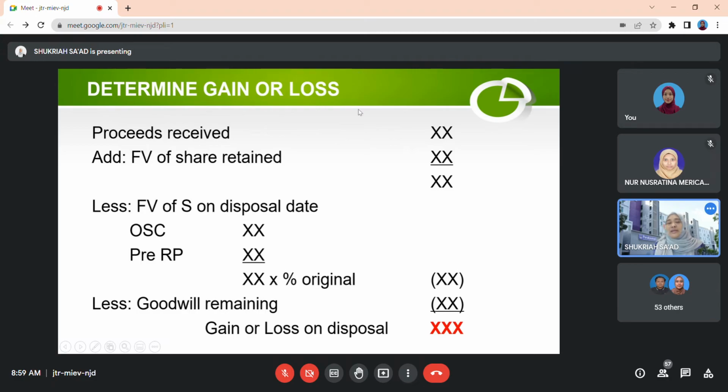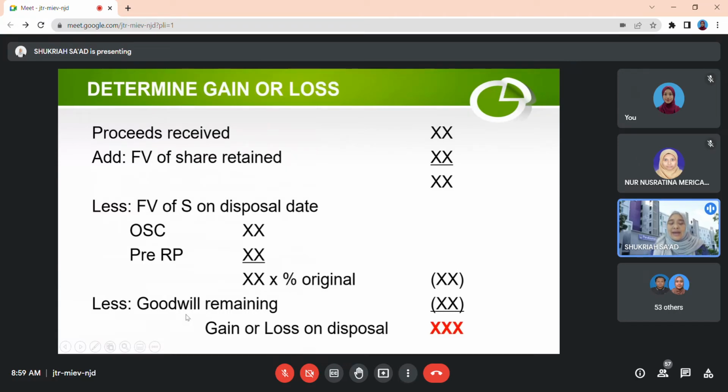Yang ni remember, this is subsidiary to associate. Kalau tadi sub to sub kita multiply dengan percentage of disposal. But untuk associate, sub to associate, this one kita kena multiply with the original. Okay, original. So, dapat satu figure.